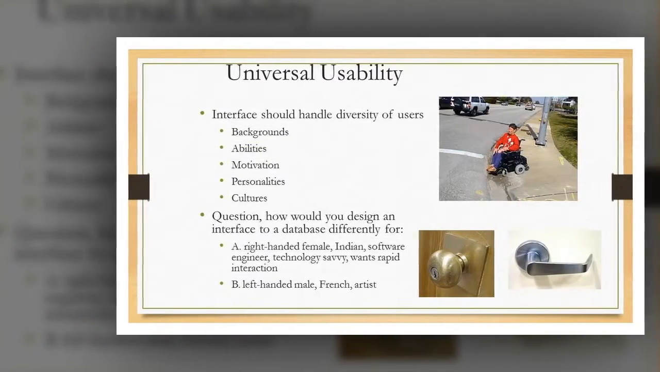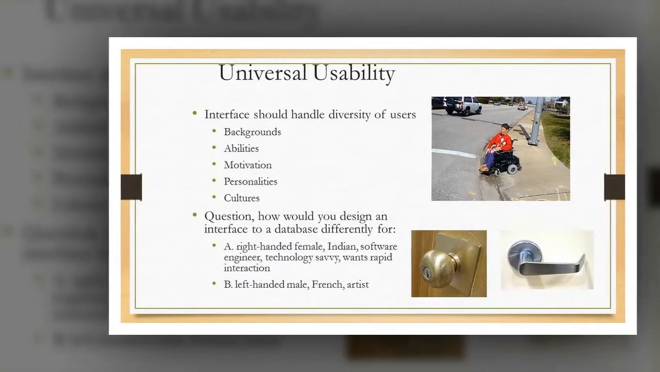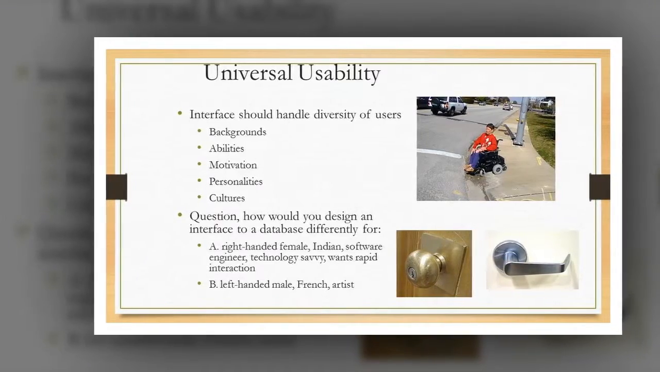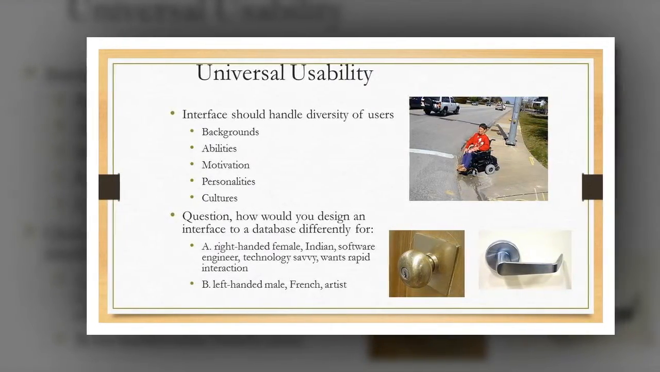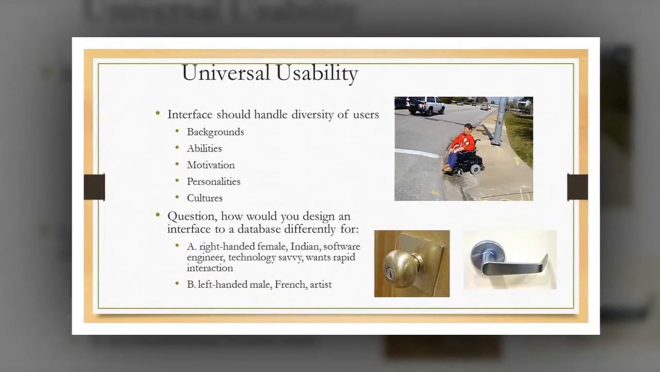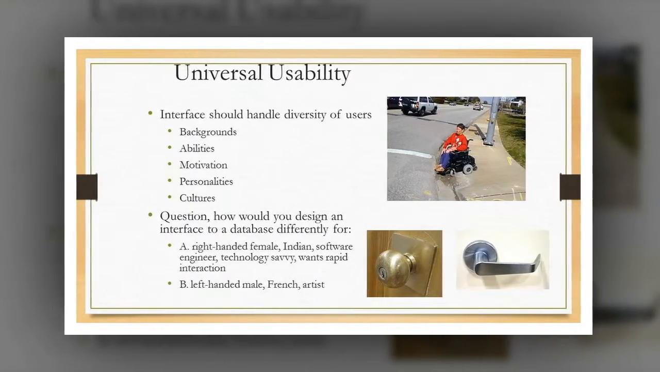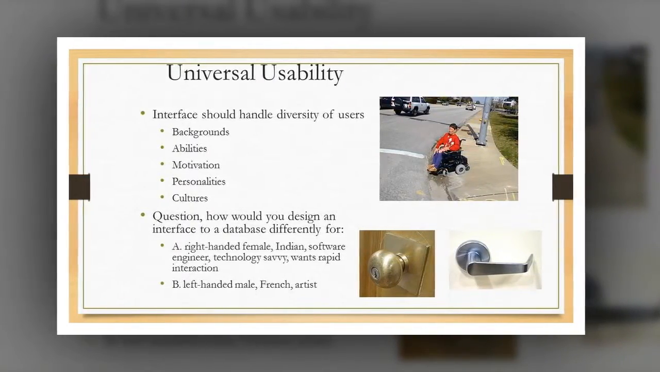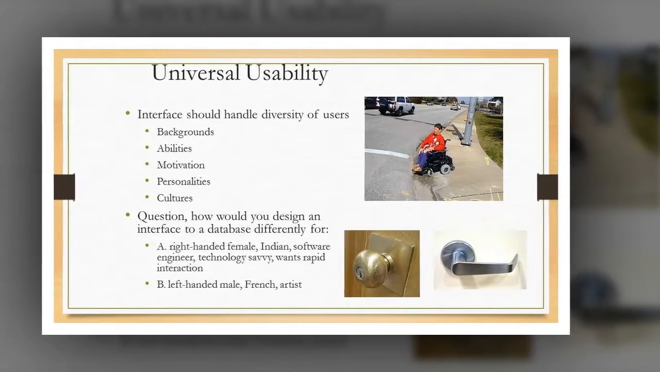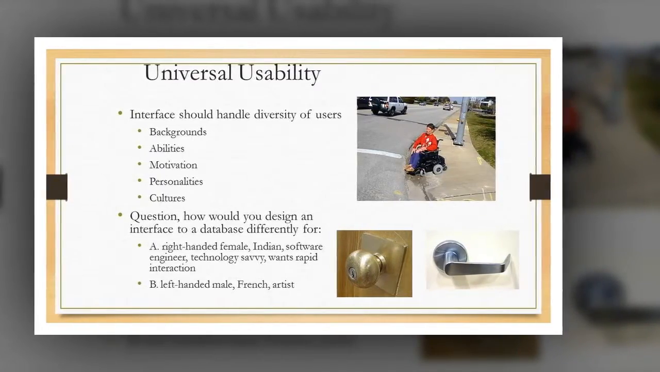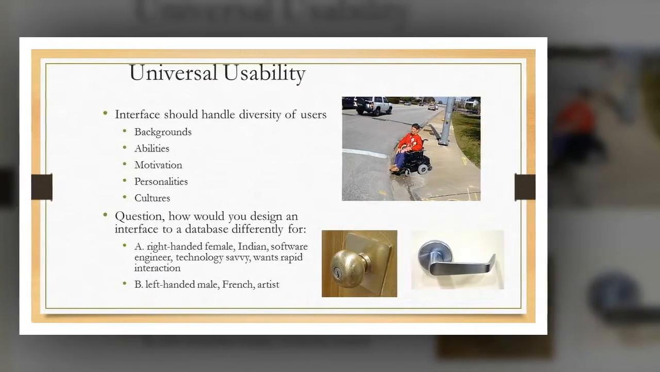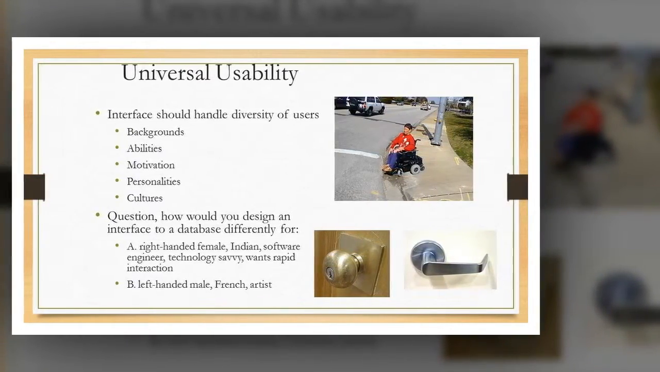Universal usability. The interface should handle a diversity of users, backgrounds, abilities, motivation, personalities, cultures. Question: how would you design an interface to a database differently for A, a right-handed female, Indian, software engineer, technology savvy, who wants rapid interaction, and B, a left-handed male, French, artist?